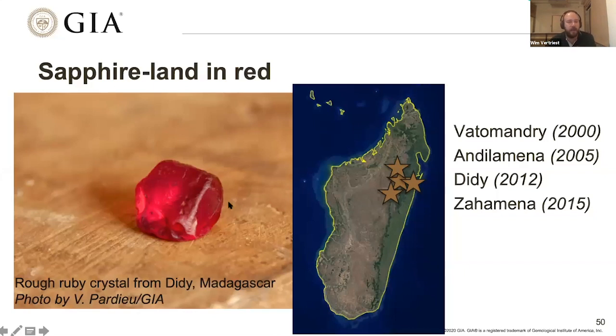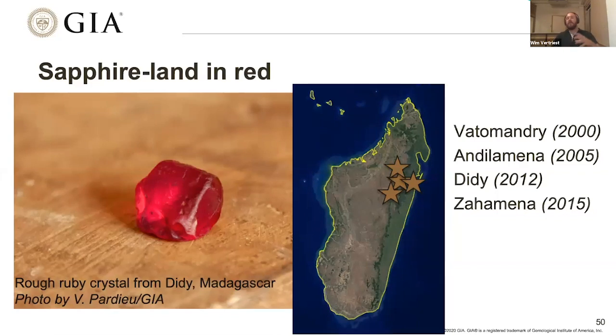And this is actually a really fine rough ruby seen during a GIA expedition to Didy and photographed by Vincent Pardieu, who had the privilege to go there and witness that rush while it was happening. And then the most recent ruby rush is in Zahamena, actually taking place in a national park in 2015, again bringing a flock of those really fine, high quality rubies from Madagascar to the market.